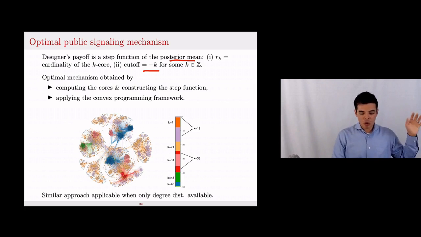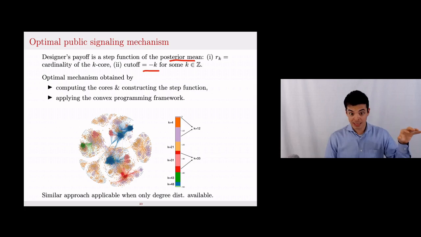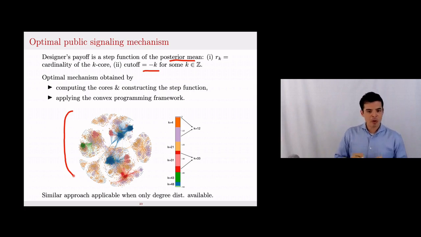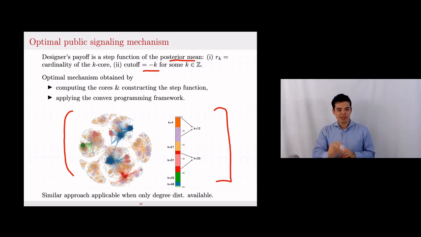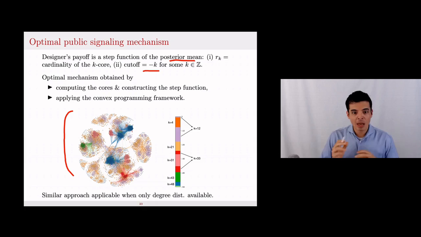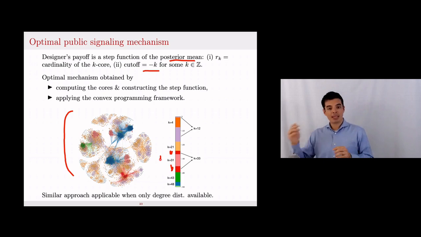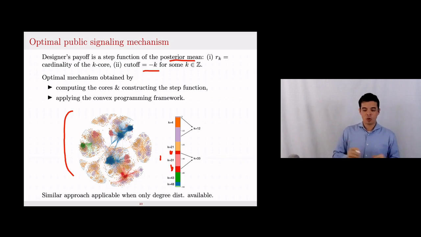So here's a recipe. Given a network, compute its different cores, use that to construct the step function, and then apply the convex programming framework to obtain the optimal public signaling structure. Here is a network with, I think it's a Facebook subnetwork with 4,000 nodes or so. I computed the cores of this network, which is a straightforward operation, and I solved the convex program, and using the algorithm that I mentioned earlier, I constructed the optimal public signaling mechanism, which is illustrated on the right. This mechanism exhibits a double interval structure. I associate at most 2 subintervals with each possible signal realization. For instance, in these 2 red intervals, I send signal 33, and agents in the 33rd core take action 1. Here in the pink set, I send signal 31, and agents in the 31st core take action 1, and so on and so forth.